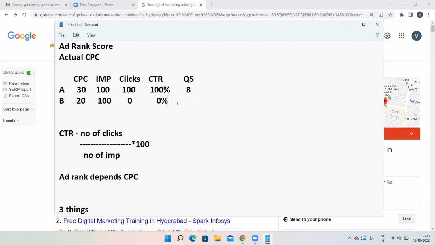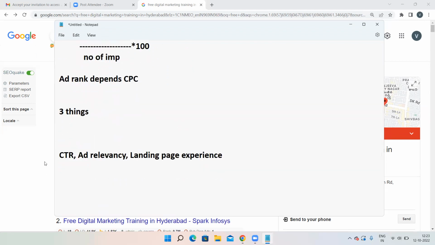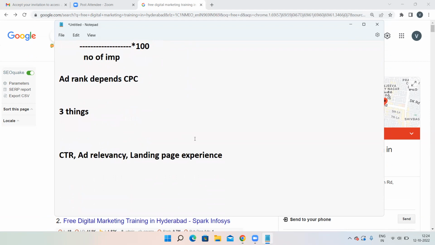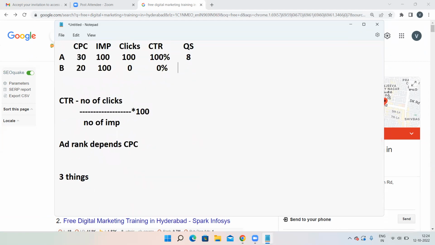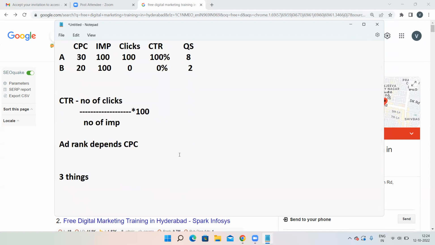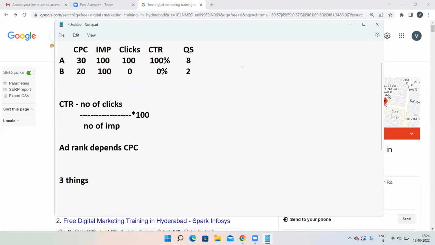Then what will be the quality score of B? The most important factor of quality score, which is CTR, is only 0 for B. And let us assume maybe a little bit of ad relevance and landing page experience is good. So I'm just assuming B's ad quality score is around 2 because CTR is the most important factor out of all the three things. And CTR is only 0%. So I don't think he's good at these things. So just like that, I have given some number of quality score as 2 over here.